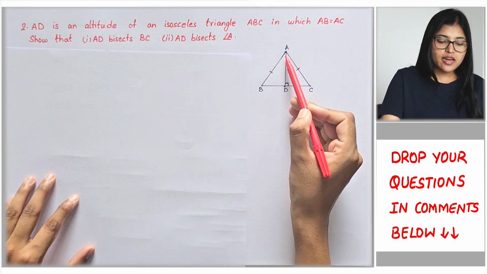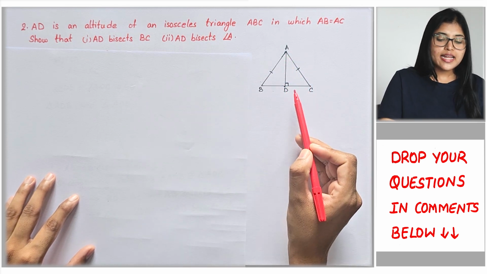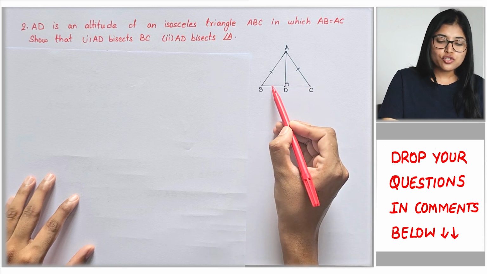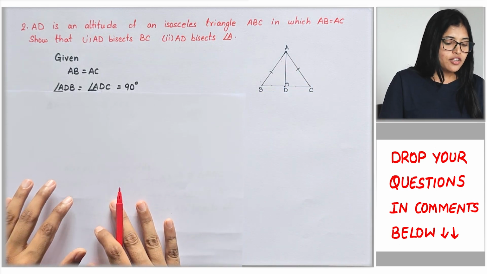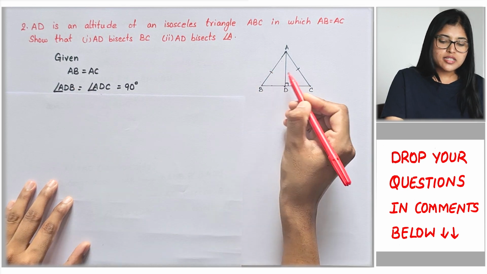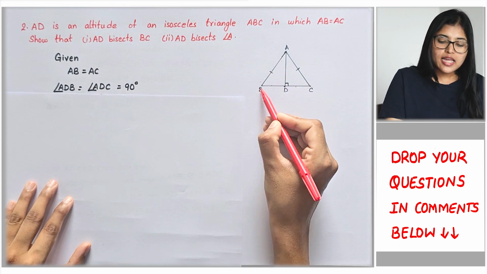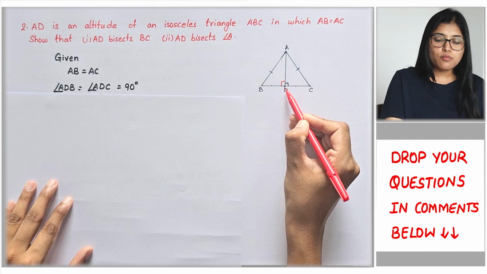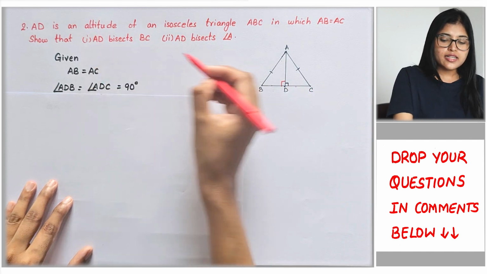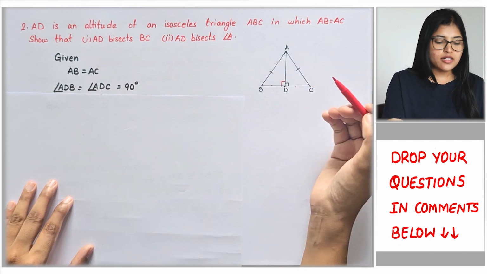Second question says, AD is an altitude of an isosceles triangle ABC in which AB equals AC. Show that AD bisects BC and AD bisects angle A. So we have to show that these two sides and these two angles are equal. Writing down the given information, I know that AB is equal to AC and angle ADB, that is this angle, and angle ADC, this angle, are both 90 degrees. Because AD is the altitude, it has to form 90 degrees.